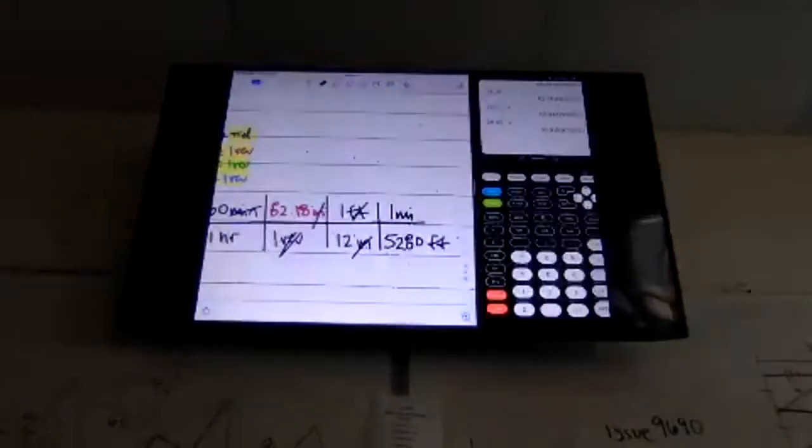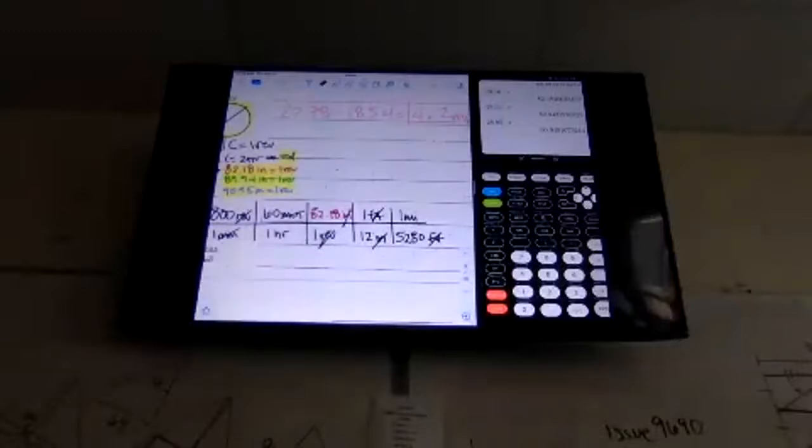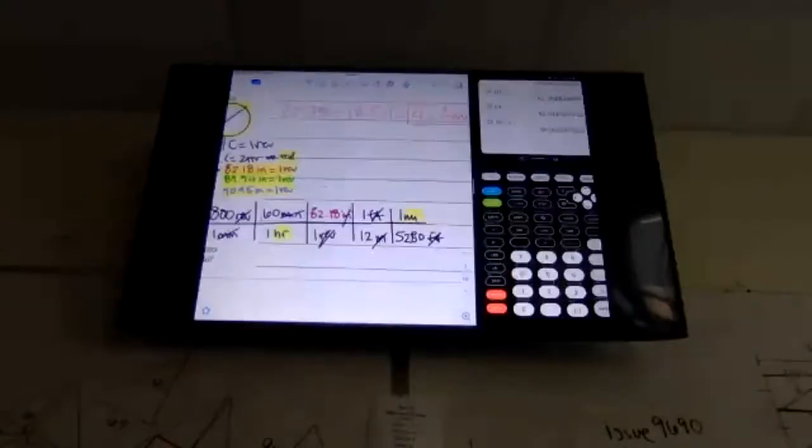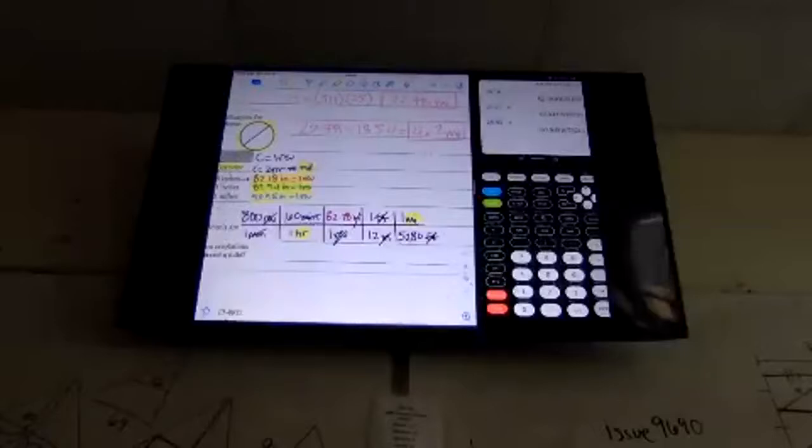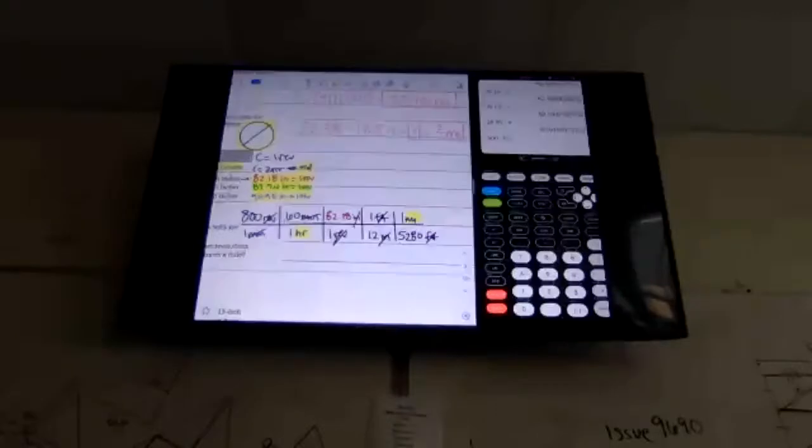5,280. So feet. And now my last units, I cross everything out except I have hours on the bottom and miles on top, which is exactly what I want. I'm now going to go throw this into the calculator. Again, everyone does it a little differently. I had an older calculator that wasn't as smart as yours is, but I'm going to multiply everything on top. I'm going to do 800 times 60 times 82.18. No need to multiply by 1.